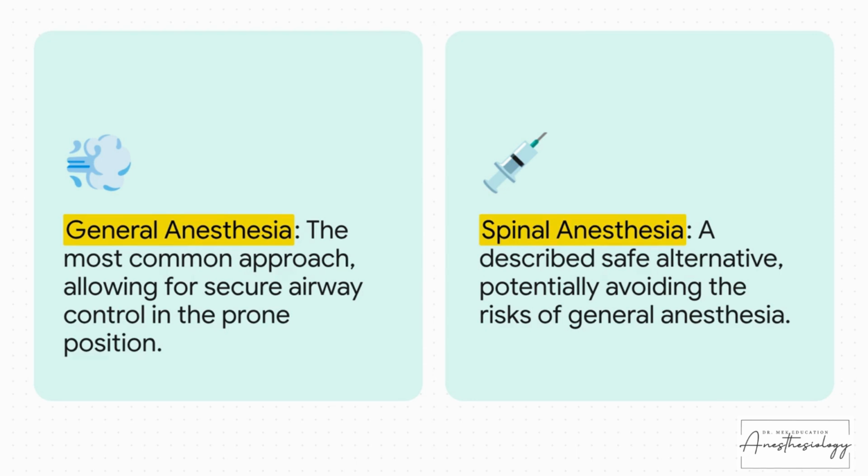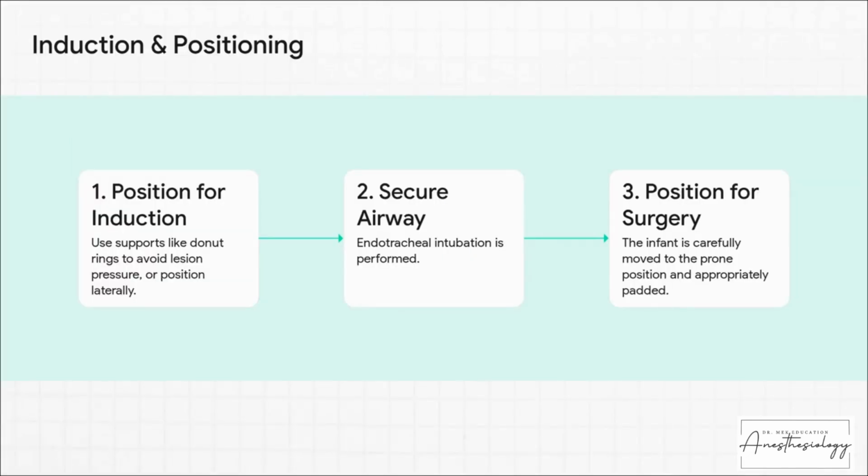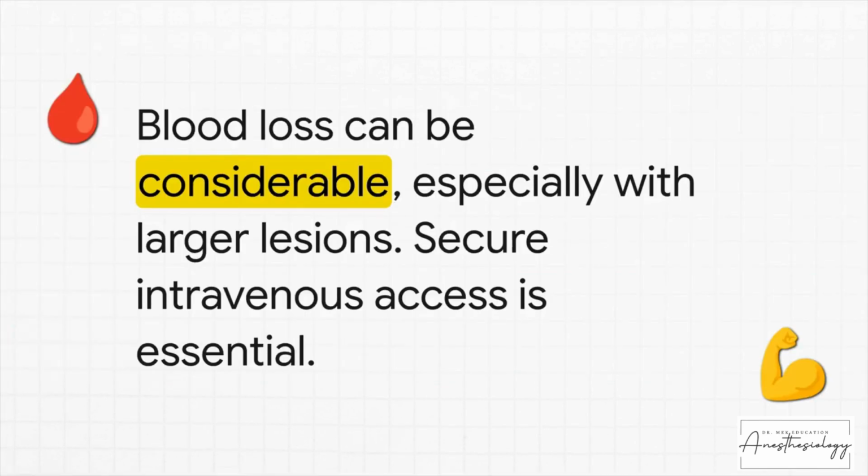The induction and positioning sequence has to be meticulous. You've got to use supports like towels or a donut ring to keep all pressure off the lesion. Some even use a lateral position for induction. Then, once the airway is secure, the move to the prone position for surgery has to be done with extreme care. And let's be very clear about this.